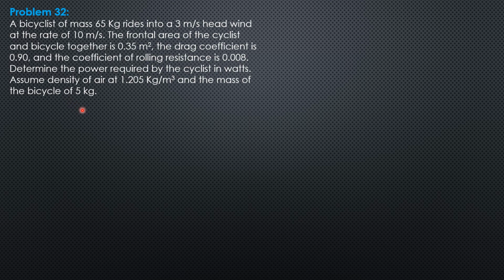Assume density of air at 1.205 kg per cubic meter and the mass of the bicycle of 5 kilograms. So power is force times velocity, but this force consists of the drag force and the force of rolling resistance times the velocity of the bicycle, which is 10 meters per second.